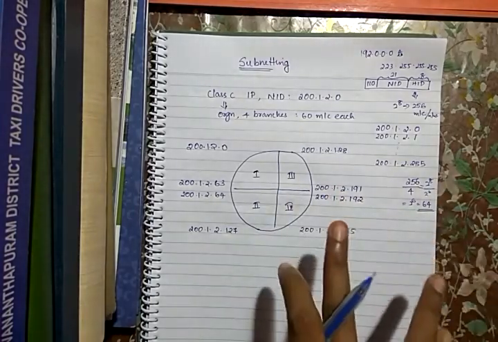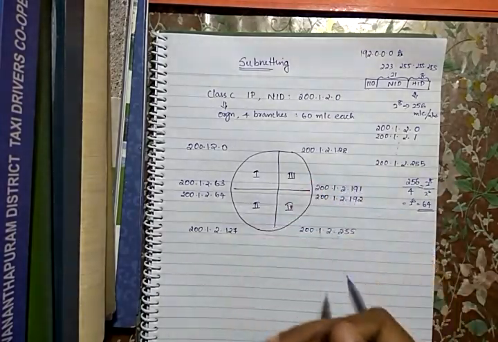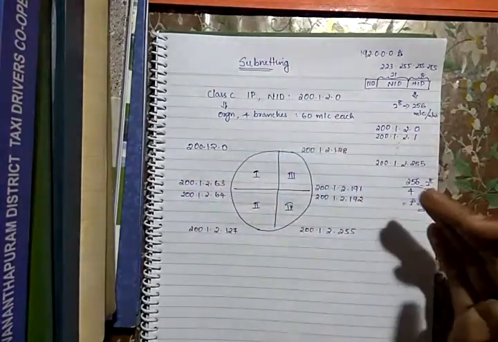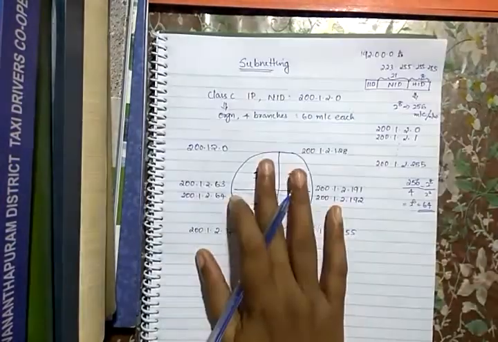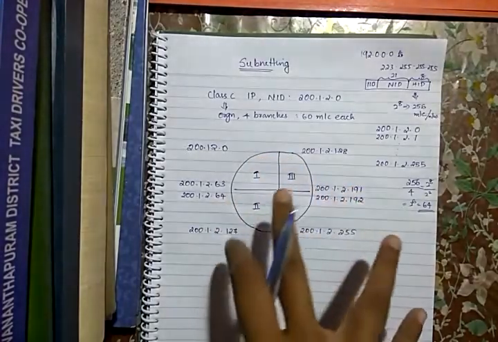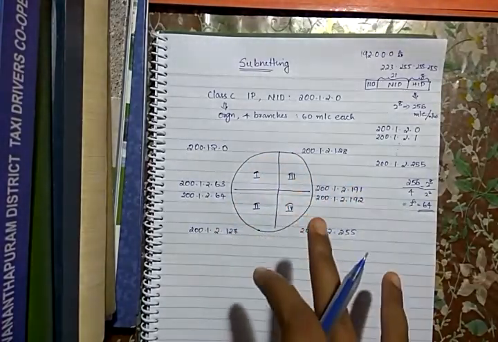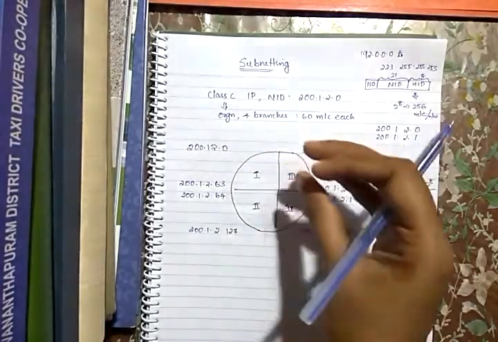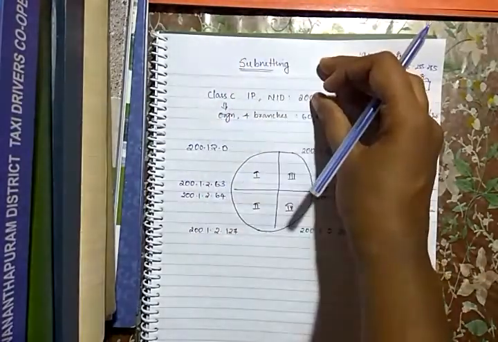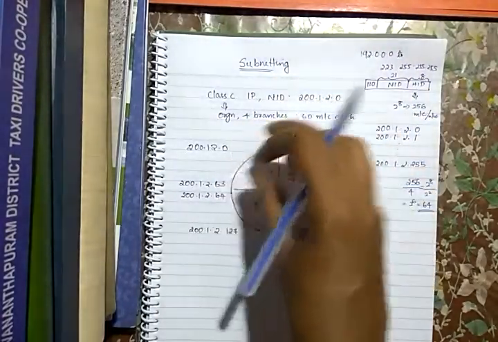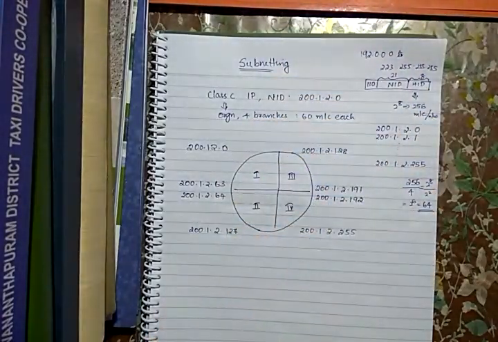So like that the network administrator can divide the total 256 addresses into 4 different parts, and they can be given to 4 different branches. This kind of splitting of the IP address is what we call subnetting. That means the total network is divided into different subnets.